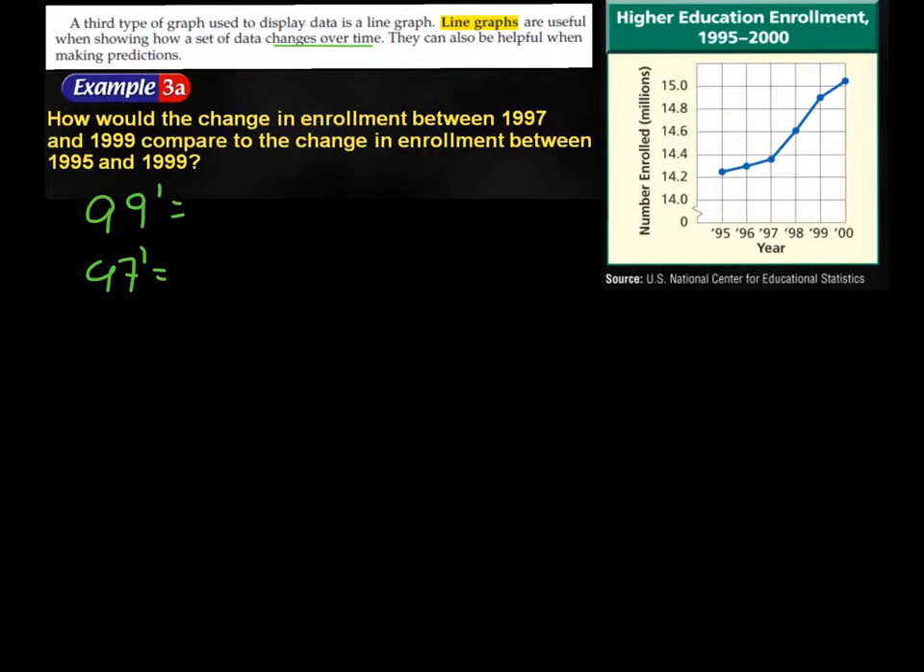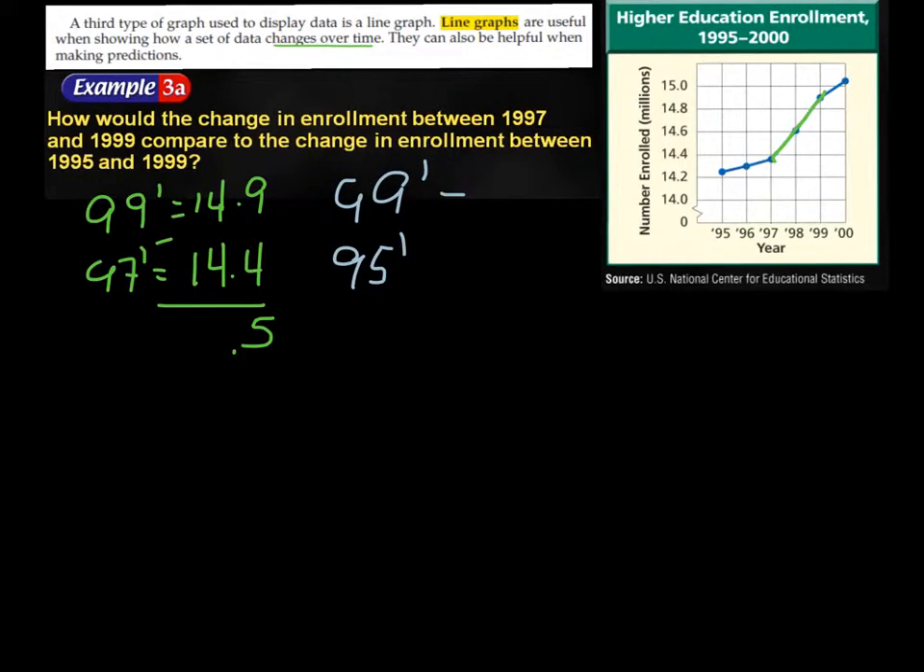How would the change in enrollment between 1997 and 1999 compare to the change in enrollment between 1995 and 1999? Okay, at 1997 to 99, so in 97 we're at about, looks like 14.4 million, and in 99 it looks like about 14.9 million, which would be a difference of about 0.5 million.